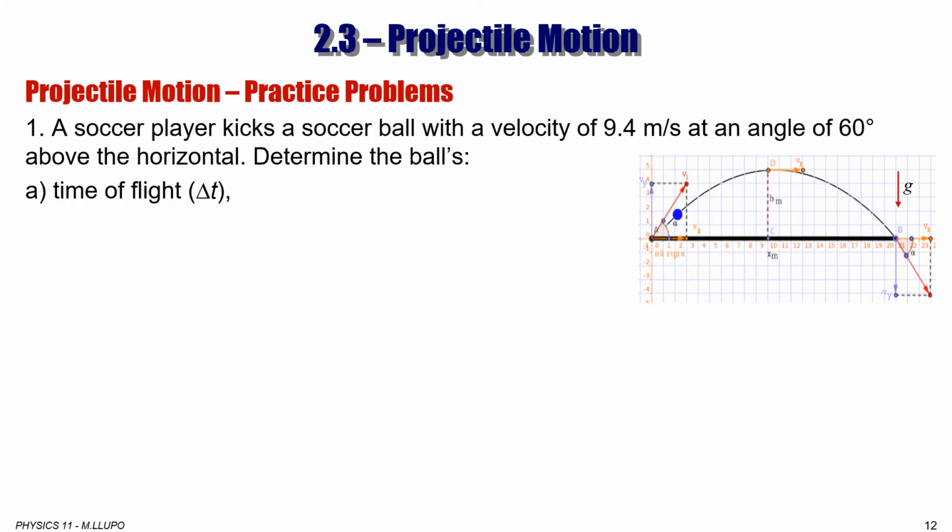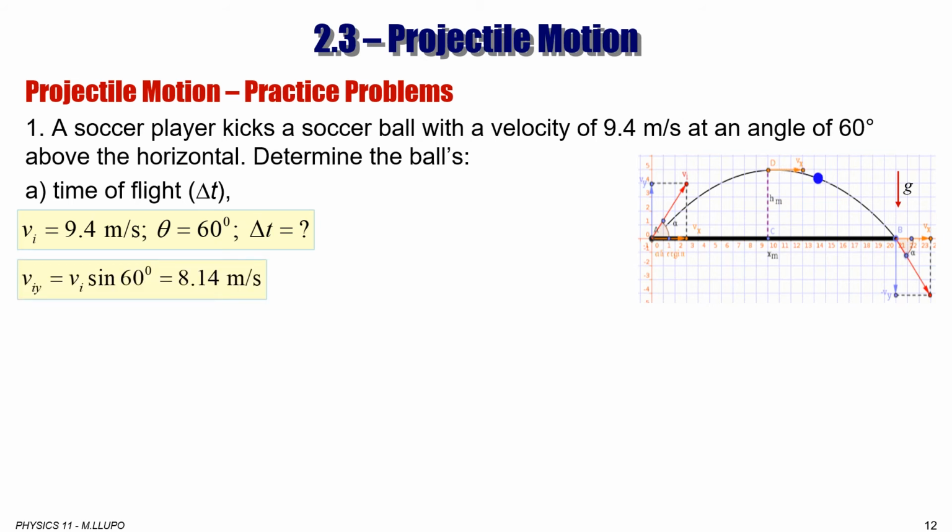Let's do some practice problems involving projectile motion. A soccer player kicks a soccer ball with a velocity of 9.4 meters per second at an angle of 60 degrees above horizontal. Determine the ball's time of flight, delta t. So we have v initial 9.4, we have angle 60 degrees, and time is required.